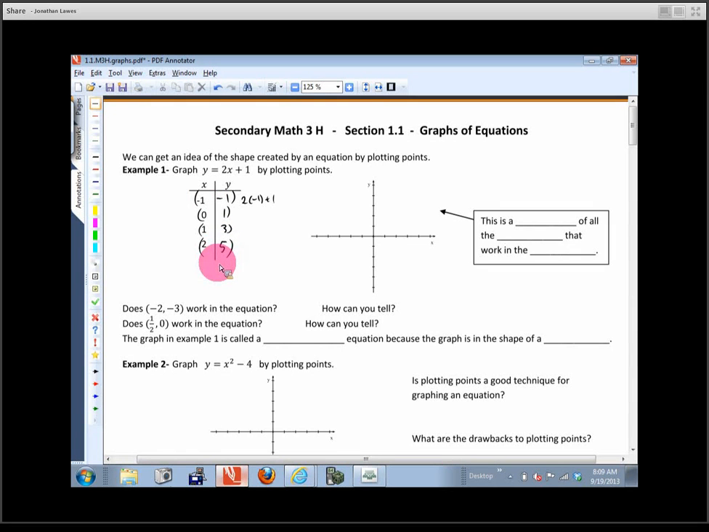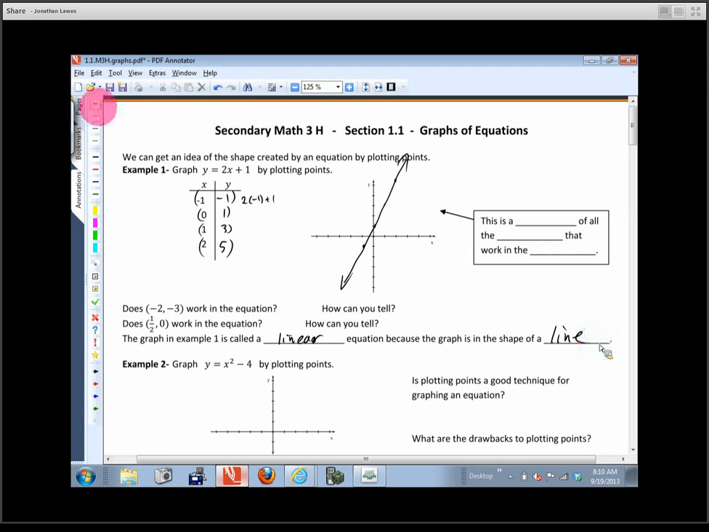I'm going to come over here and I'm going to plot those. So I've got (-1, -1), (0, 1), (1, 3), and (2, 5). And then what we normally do is we normally connect those. Now, with only 4 points, that may or may not be enough to draw an accurate graph. On this particular one it is, because this shape is a line, okay? And the name we give this, it's called a linear equation. It's called a linear equation because we get a line when we graph it, okay? Because the graph's in the shape of a line.